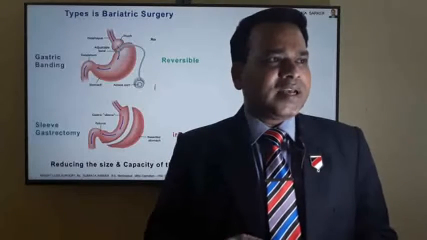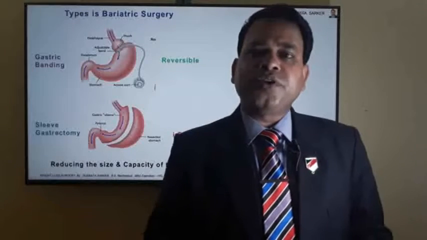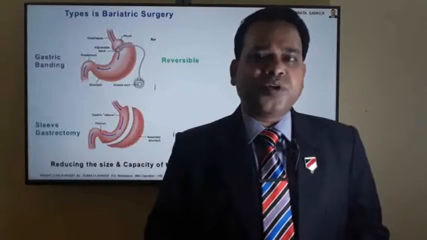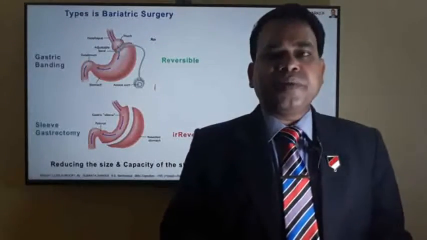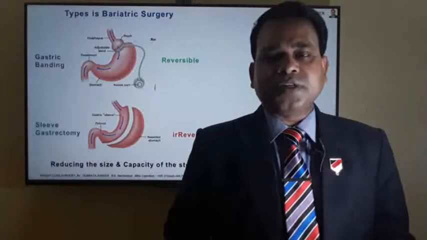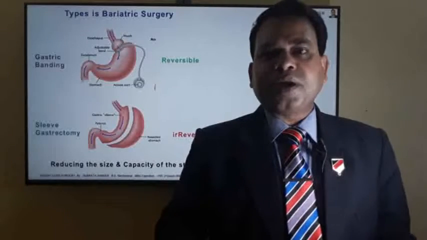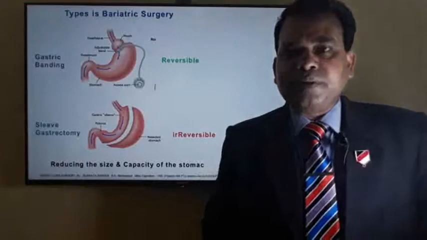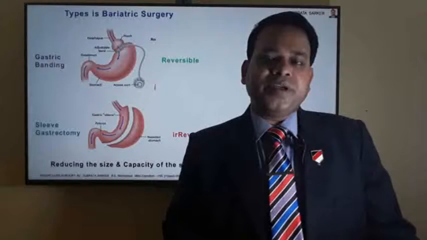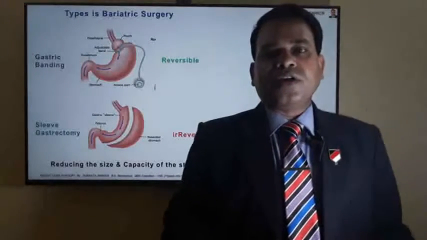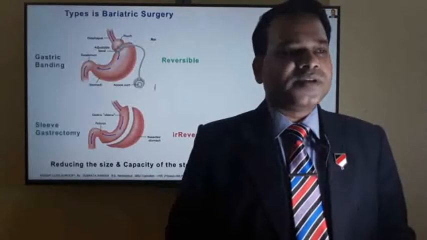The next one is sleeve gastrectomy. This is the removal of a major part of your stomach by the latest modern surgical process. It can remove 50%, maybe 70%, maybe 80%, depending on the obesity, that is the BMI, of the person. But one negative side is that it is irreversible. You cannot get back your original stomach. And if you increase your food intake day by day, your stomach may enlarge a little after 5 or 10 years.